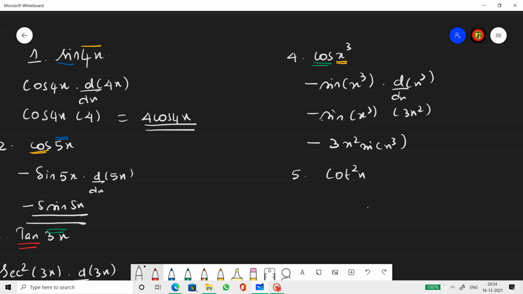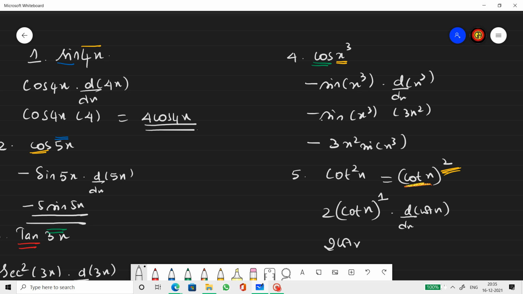Fifth question, cot square x. Cot square x is nothing but cot x the whole square. So here the main function is square, the sub function is cot x. So I have to differentiate the square first, which means considering as x square. So it is 2 cot x to the power of 2 minus 1, which is 1, into the differentiation of cot x. So 2 cot x into minus cosecant square x.